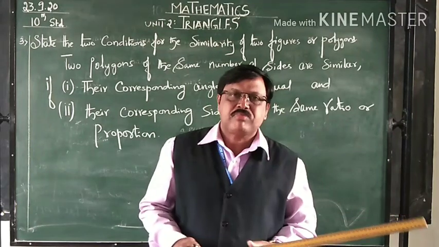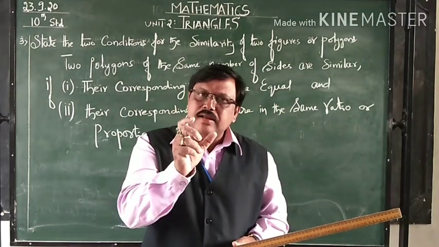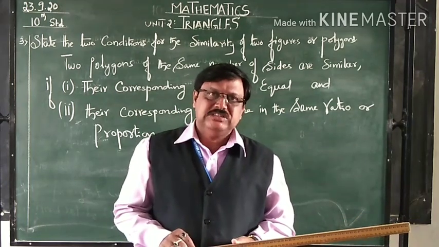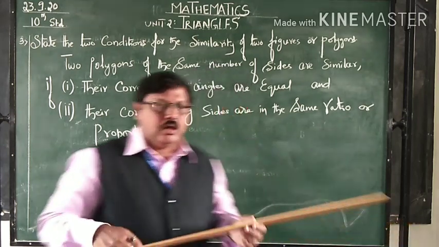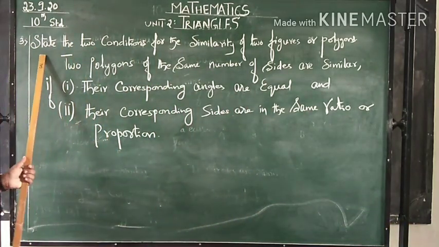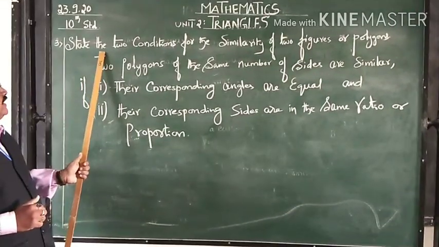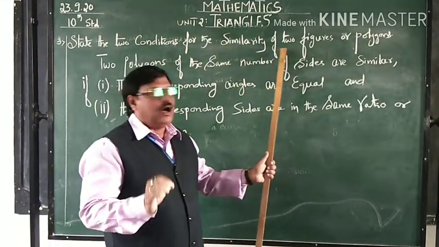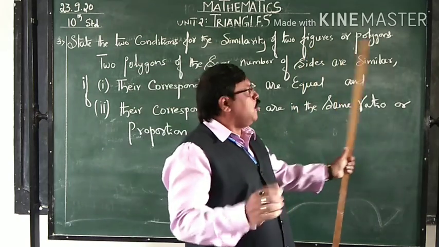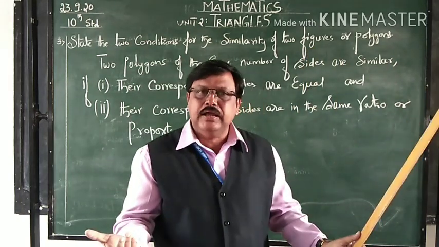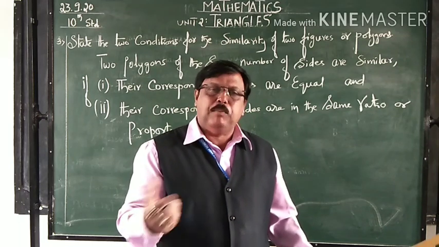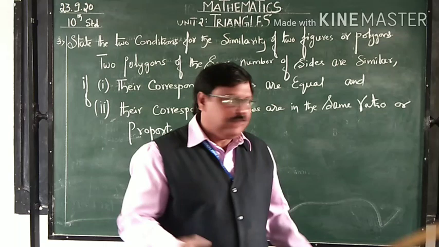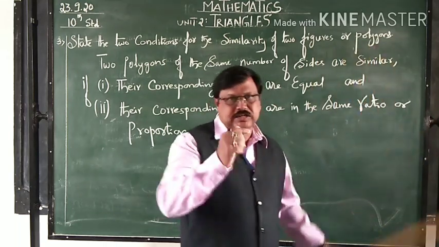You see, now similar figures, they have some conditions. Generally they are similar. See this question. State the two conditions for the similarity of two figures or polygons. In geometry, we use polygons. We apply this on triangles, on quadrilaterals. Therefore, figures or polygons.